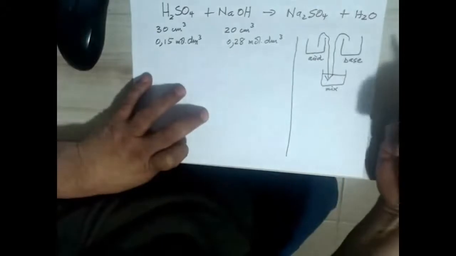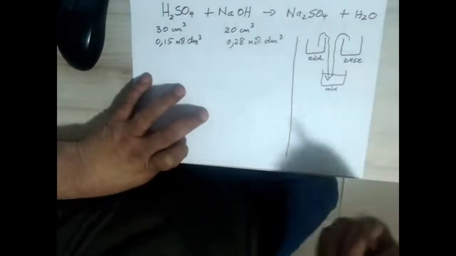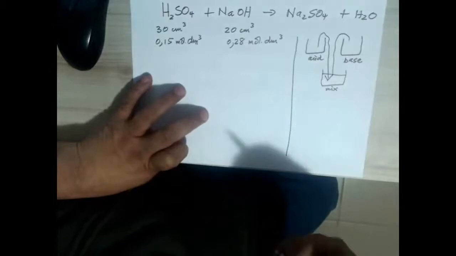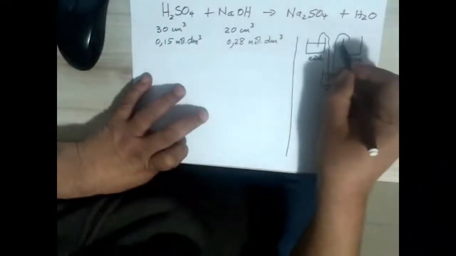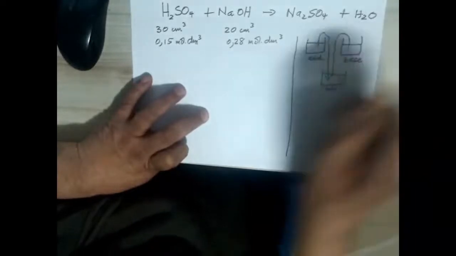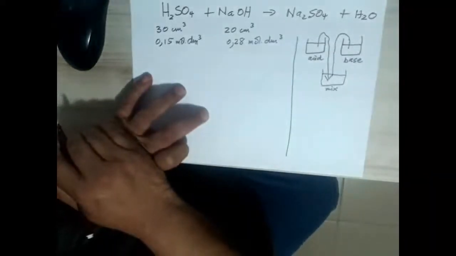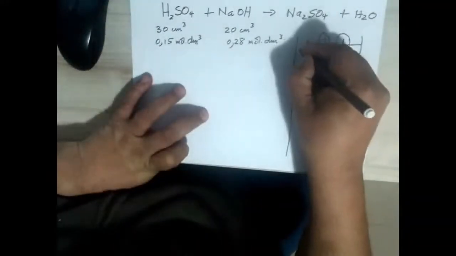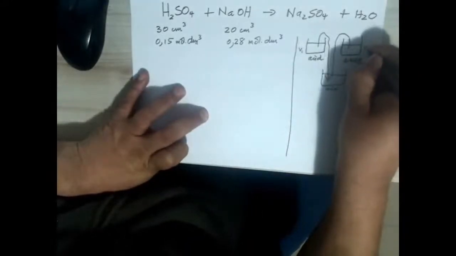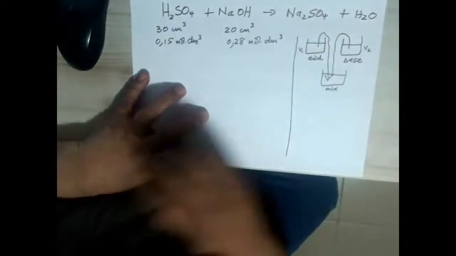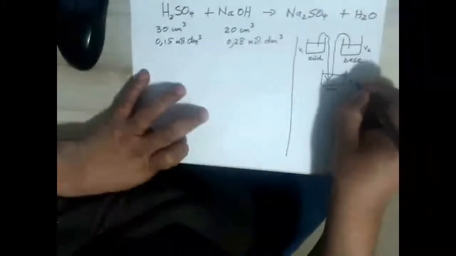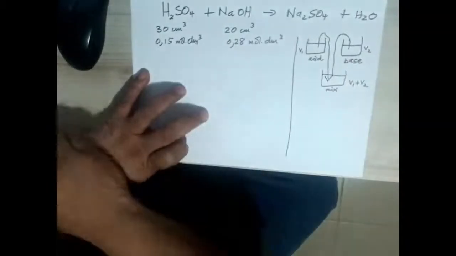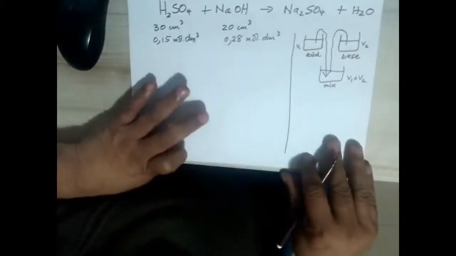And when that reaction happens, when an acid reacts with a base, it neutralizes. So some of the acid and some of the base is going to be neutralized. However, one of them is going to be in excess. So the acid will have a particular volume, let's call it V1. The base will have a particular volume, let's call it V2. But if I put both of them in there, then the total volume is V1 plus V2.